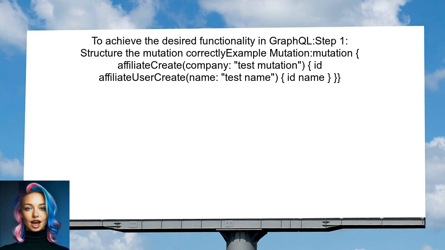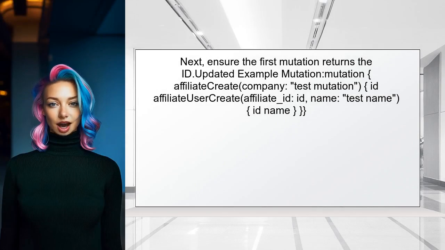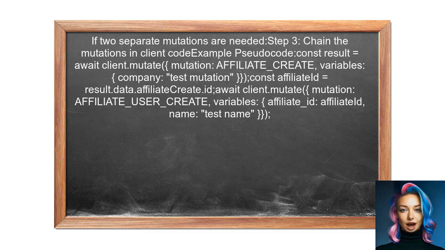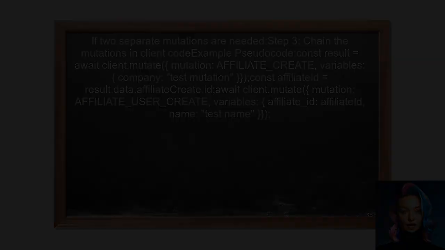To achieve the desired functionality in GraphQL, the user can utilize a single mutation that returns the necessary data. First, the user should structure the mutation to ensure that the first creation returns the ID needed for the second creation. Next, the user should ensure that the first mutation, affiliate create, returns the ID directly. This ID can then be used in the second mutation, affiliate user create, without needing to store it in a variable. If the user needs to perform two separate mutations, they can do so by chaining them in the client code. This means executing the first mutation and then using its result to call the second mutation.